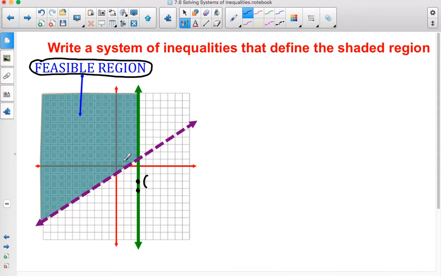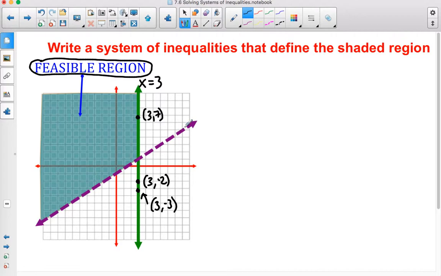Like this point has the coordinate 3, negative 2. That coordinate right there is 3, negative 3. This coordinate right here is 3, and then up 1, 2, 3, 4, 5, 6, 7. That's 3, 7. Every single coordinate has an x-coordinate of 3, so this boundary line is x equals 3. I'll worry about the inequality here in a second.